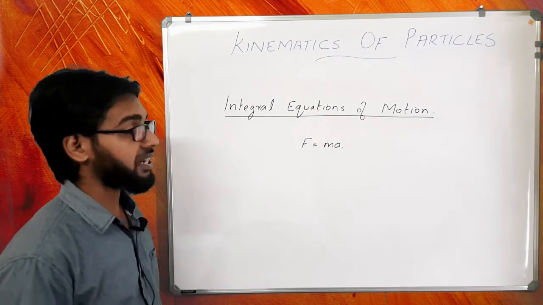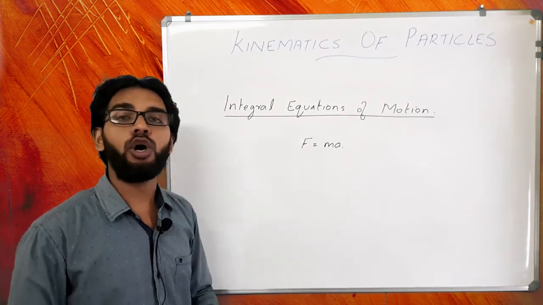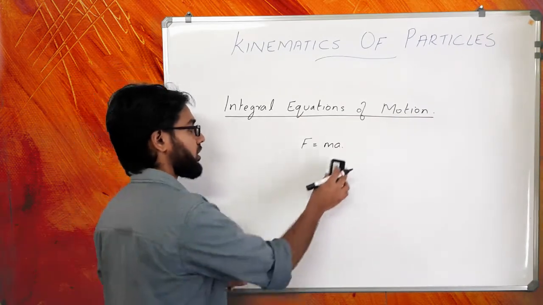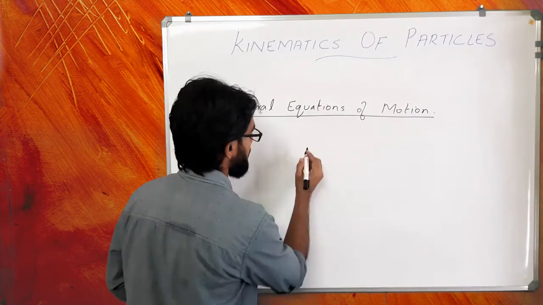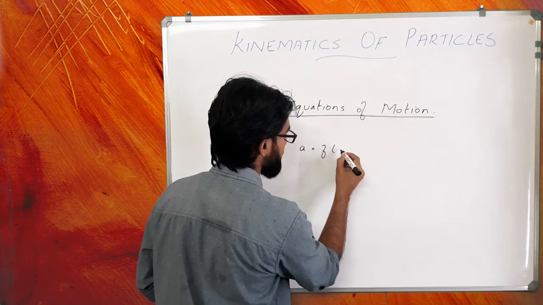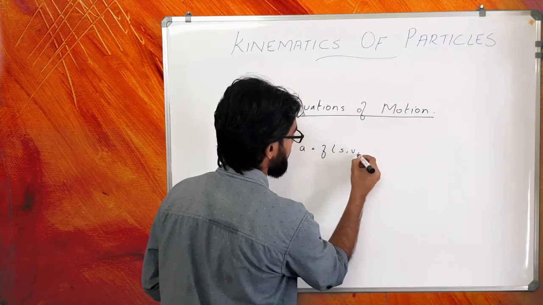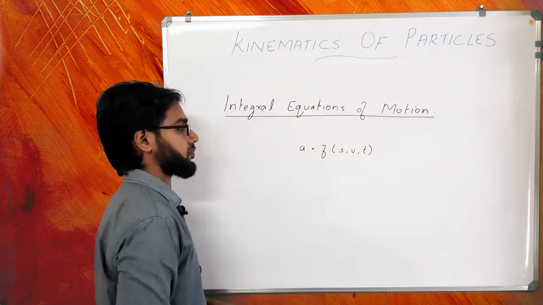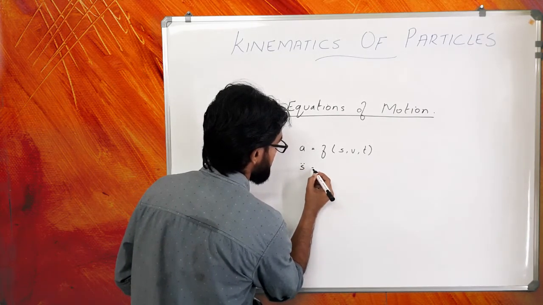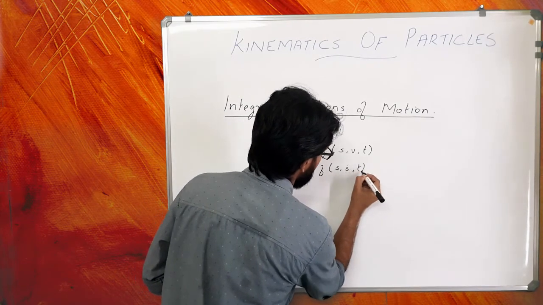So in the case of rectilinear motion, the acceleration generally would be a function of the position and velocity of the particle and time. So usually acceleration A will be a function of, say, the position of the particle S, the velocity of the particle v, and the time t. So I can write it as S double dot is equal to a function of S, S dot, and time.